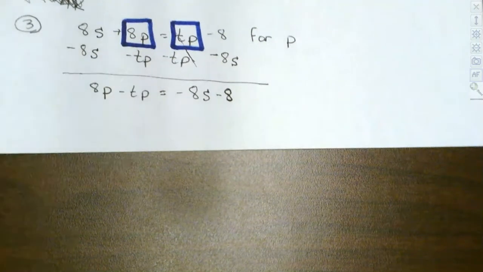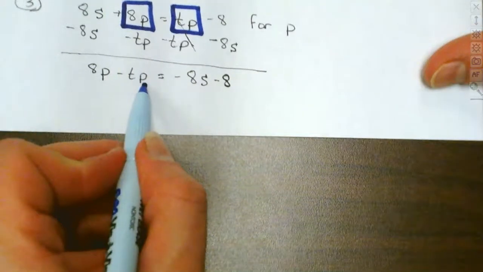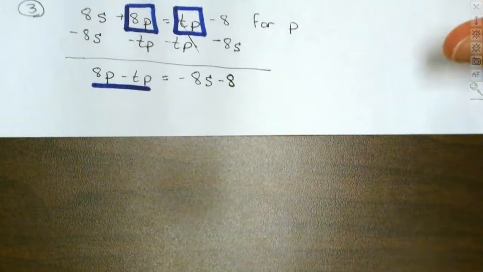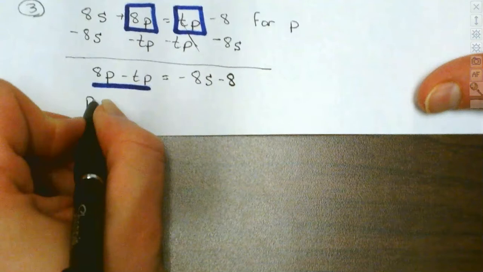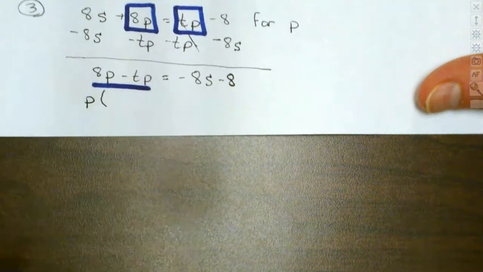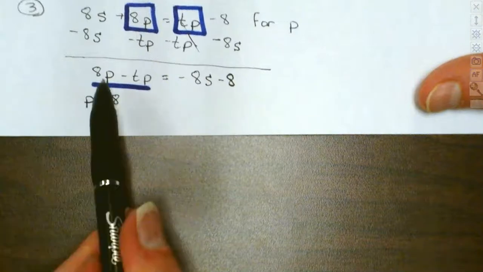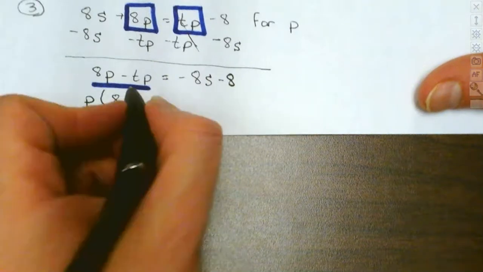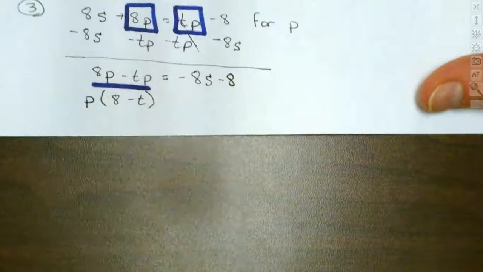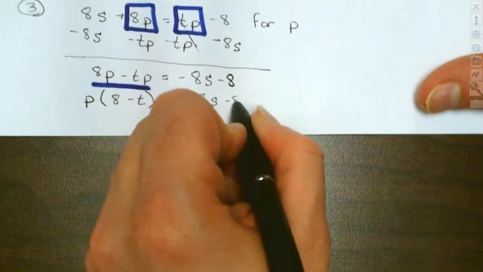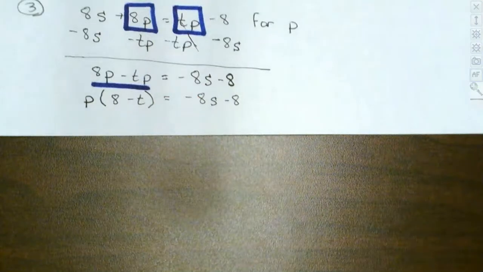Now, look at what we've got on the left-hand side. These all have the variable p. Since they both have the variable p, and that is what we're solving for, we're going to factor out that p. So we're going to put the p in front, and then what's going to be left over? If I factor out that p, I'm left with an 8, and that p comes out, and a minus what? t. And what does that then equal? Minus 8s, right? Minus 8.